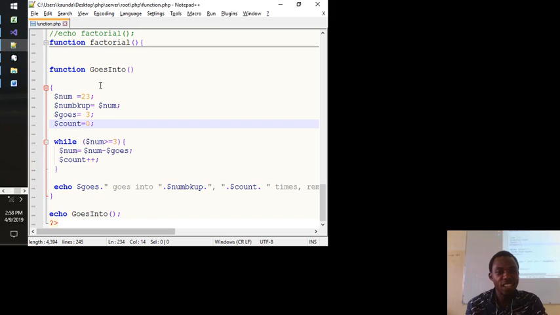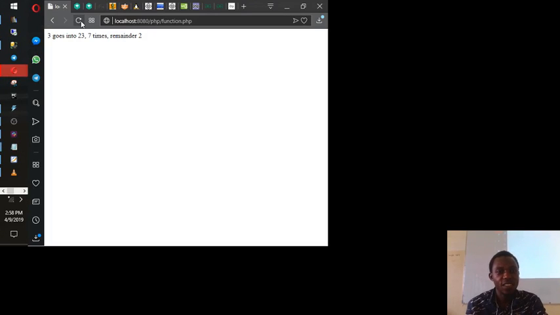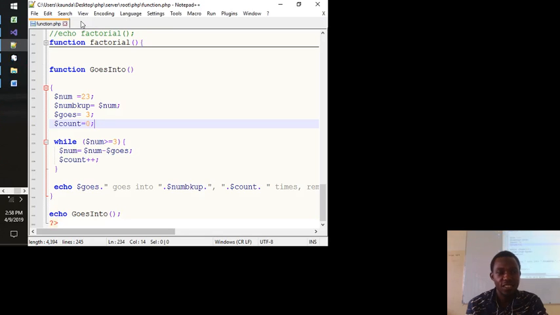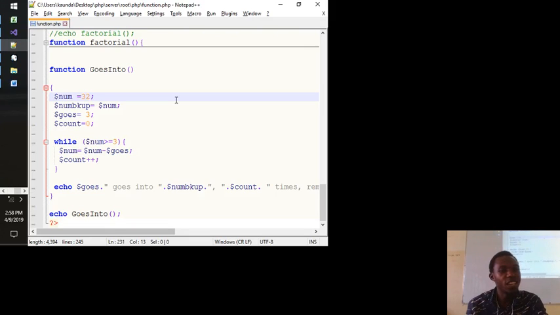It should achieve. So if I change here to, let's say, 32, and I come here, it didn't change. 32. Okay. So 3 goes into 32 10 times, remainder 2. And the idea I was explaining is, this is 32, this is 32.